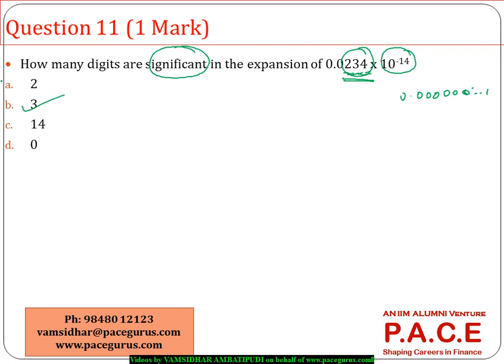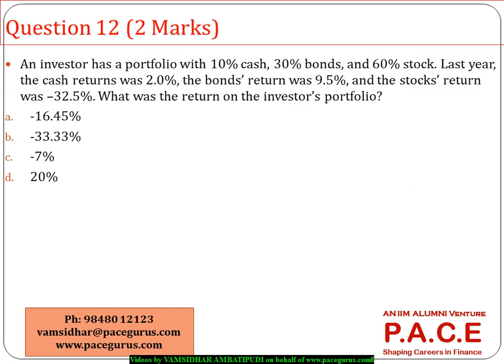So that is how we simply identify. There is no mathematics involved in it. It's a simple calculation which will identify the number of significant digits in a particular expansion. So I'll mark B as my option choice here. Moving on to the next one.